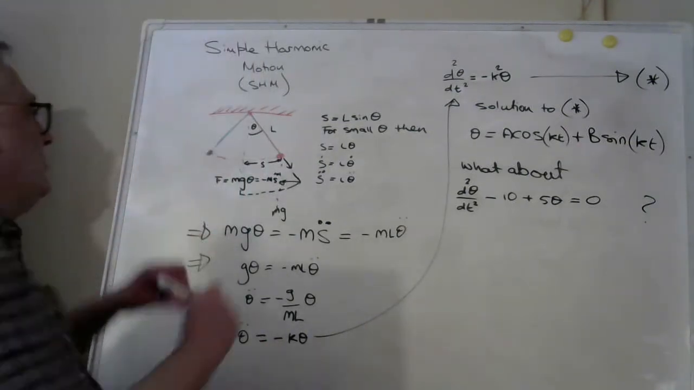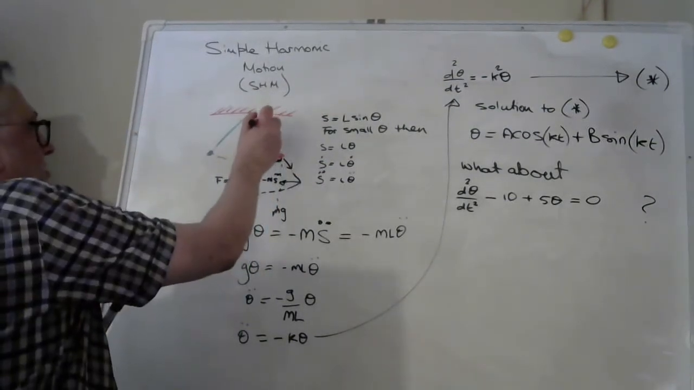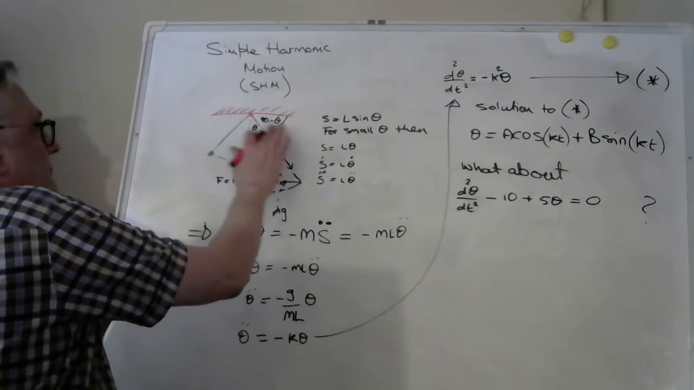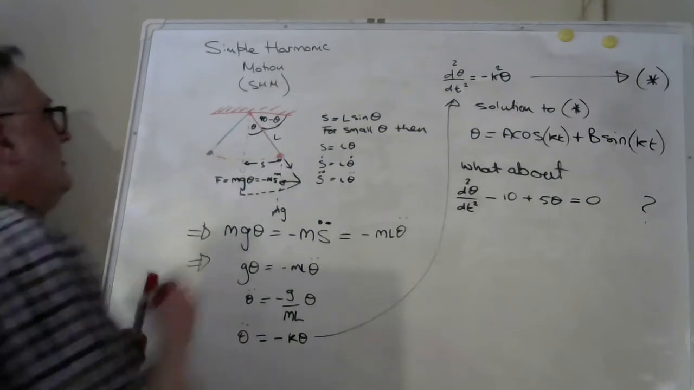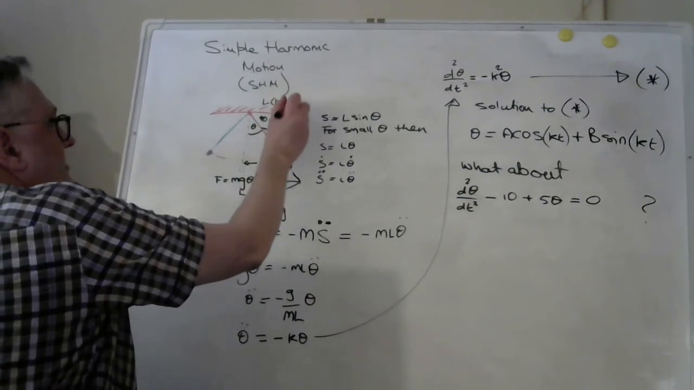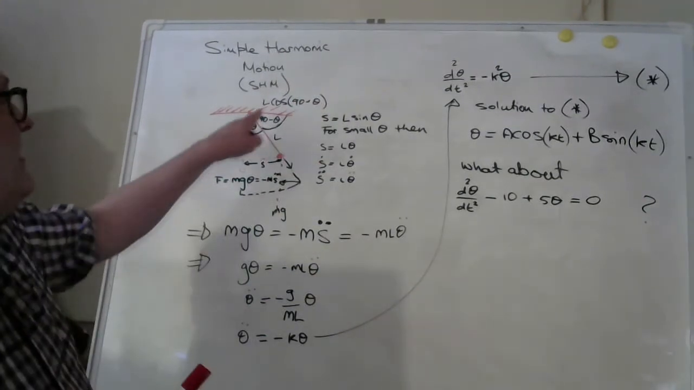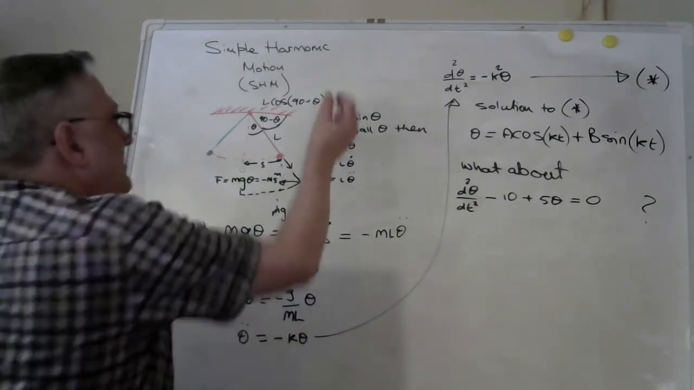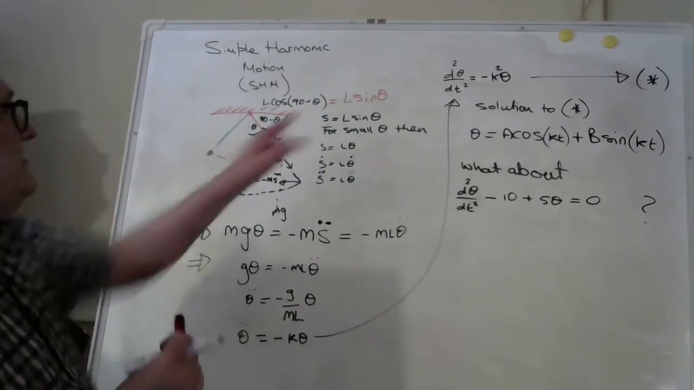Of course, if you resolve L horizontally like this, that's 90 minus theta there. So that's 90 minus theta. This is L. So up here we would have L cos 90 minus theta. Right? L cos 90 minus theta, which is equal to L sine theta. Right? L sine theta.